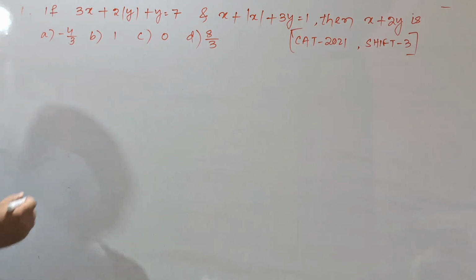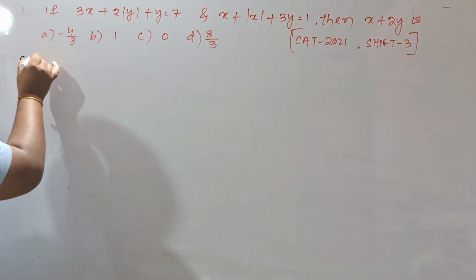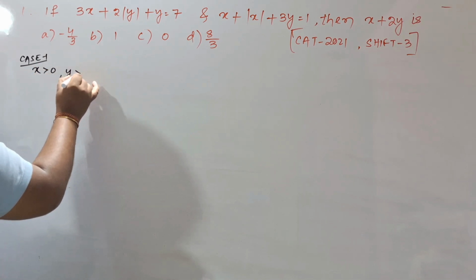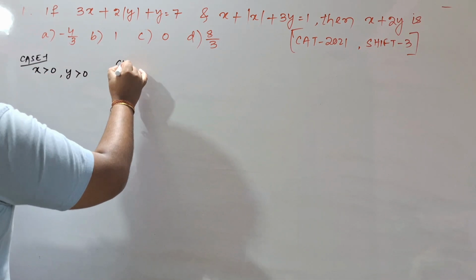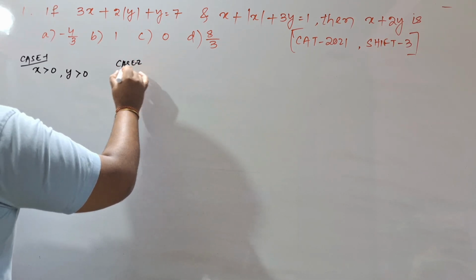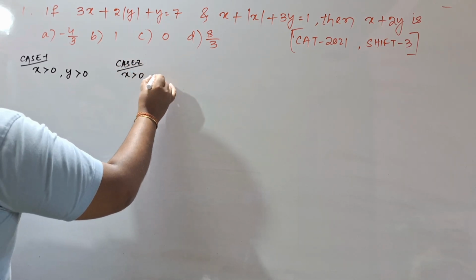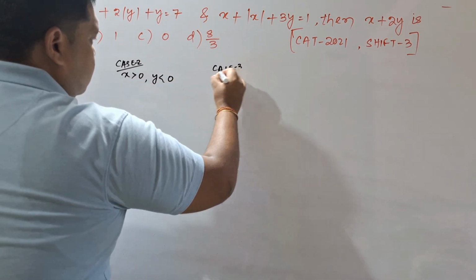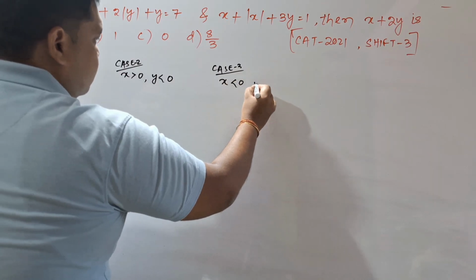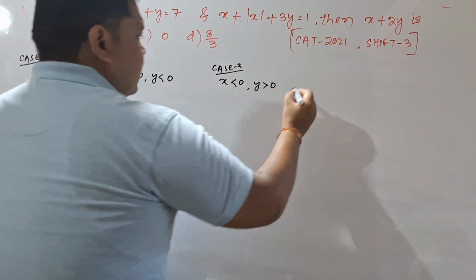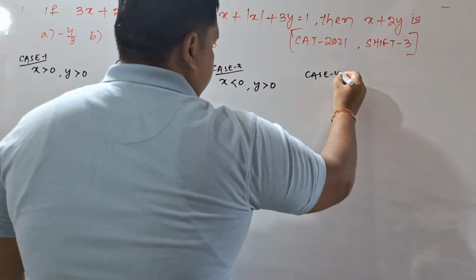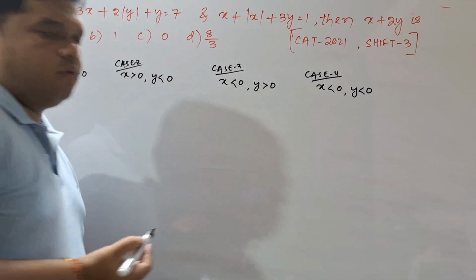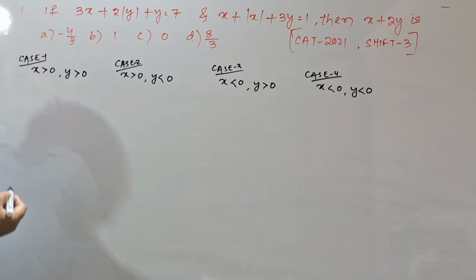So here I will make 4 cases. Case 1: x is greater than 0, y also greater than 0. Then I make case 2: here x greater than 0, y less than 0. In case 3, here x less than 0, y greater than 0. And in case 4, x less than 0, y less than 0. So make 4 cases.